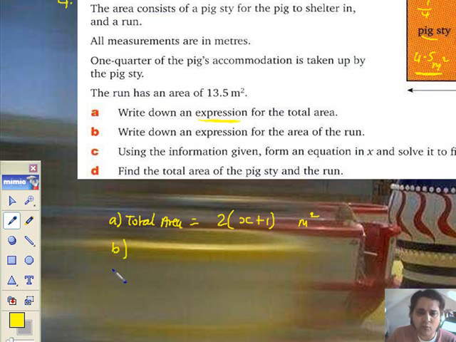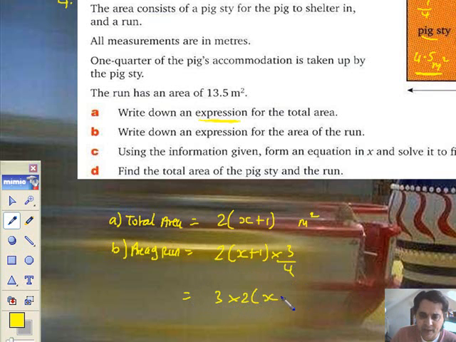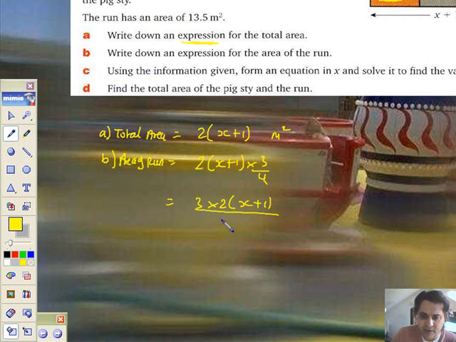Right, part B. Write down an expression for the area of the run. What's that going to be? Well, I've got the area of the whole thing, 2 bracket x plus 1, and I must multiply that by 3/4. Now this is really, really untidy. So if I rewrite it like this, 3 times 2 bracket x plus 1, then divide it all by 4.